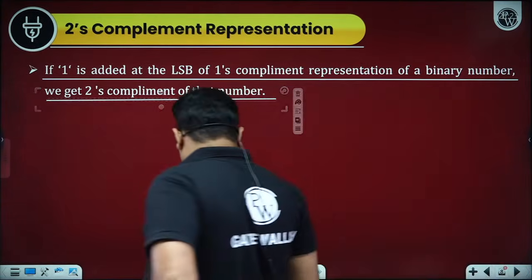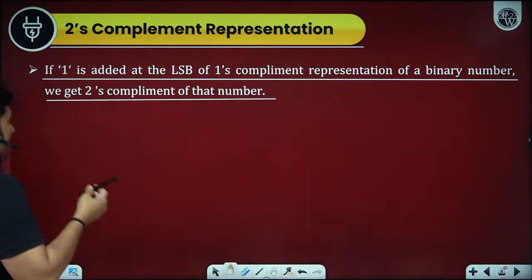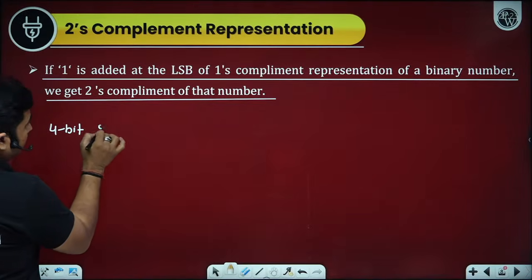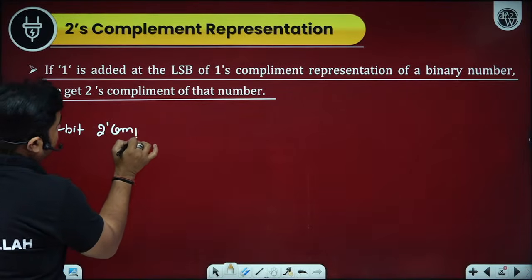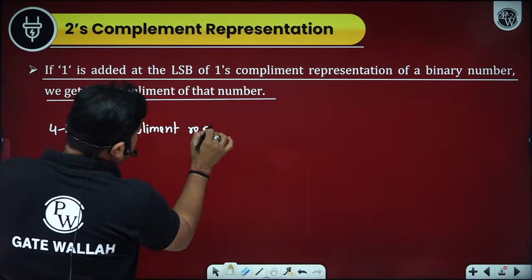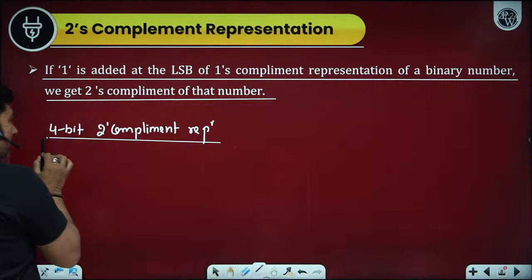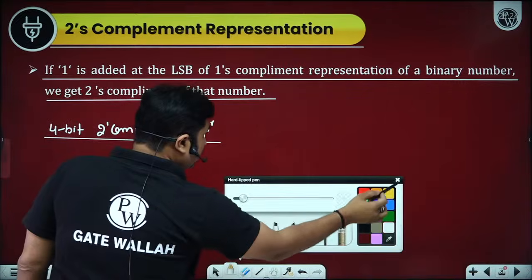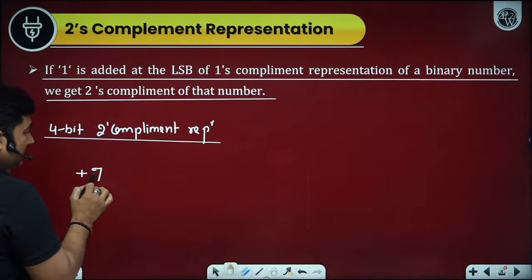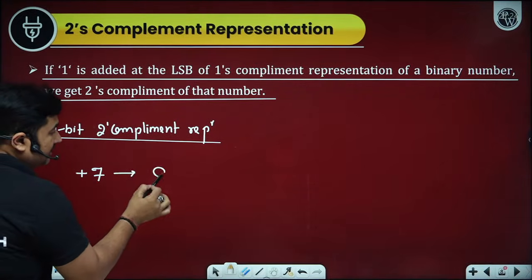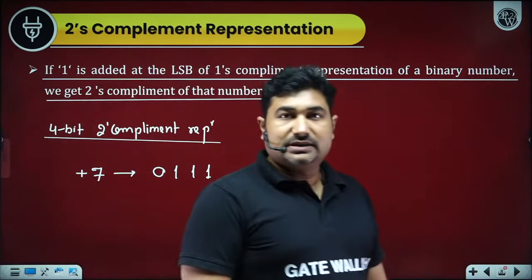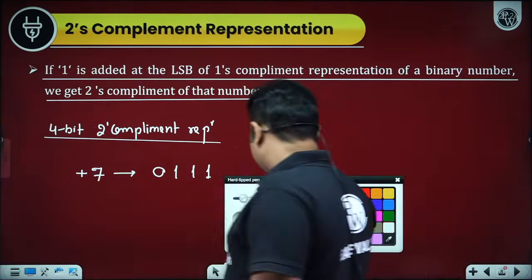For a moment, suppose we talk about 4-bit 2's complement representation. In a 4-bit 2's complement representation, how do we represent plus 7? Very easy, sir. 0, 1, 1, 1. We can represent plus 7. Is it okay? Yes, sir. And how to represent minus 7?